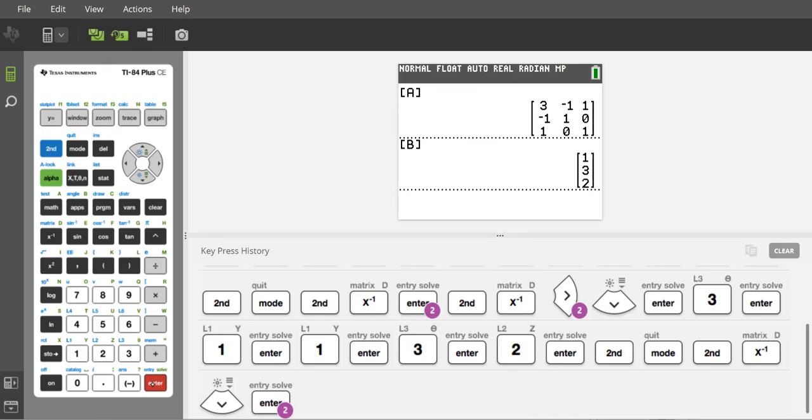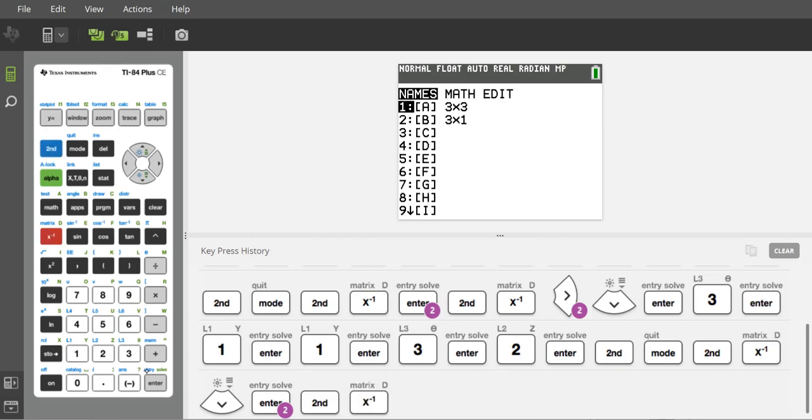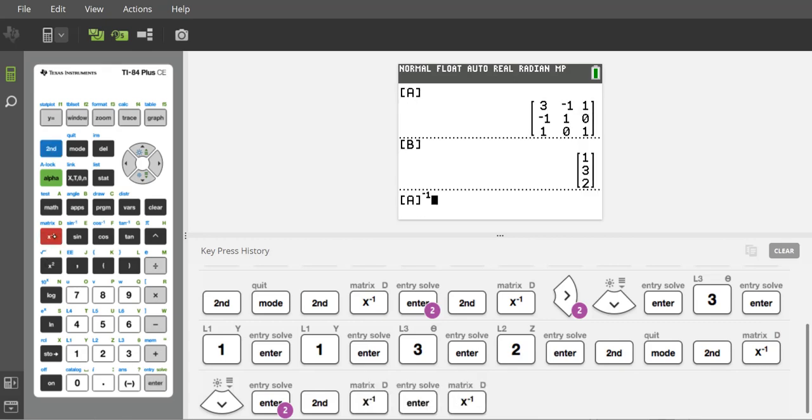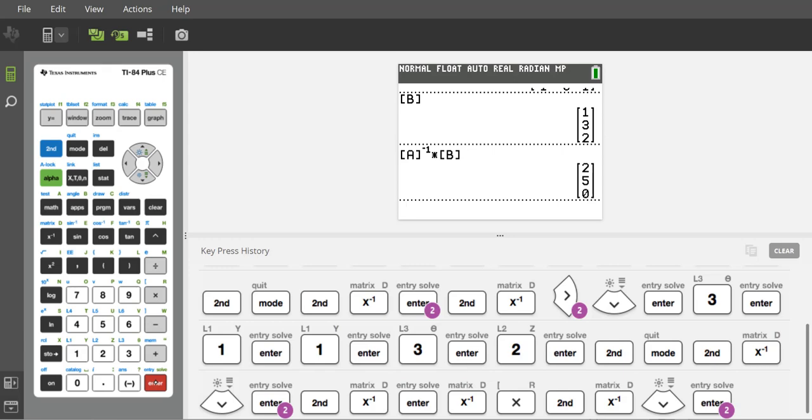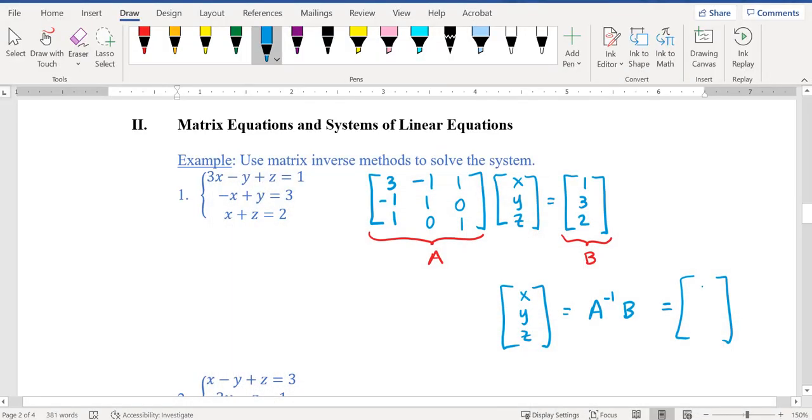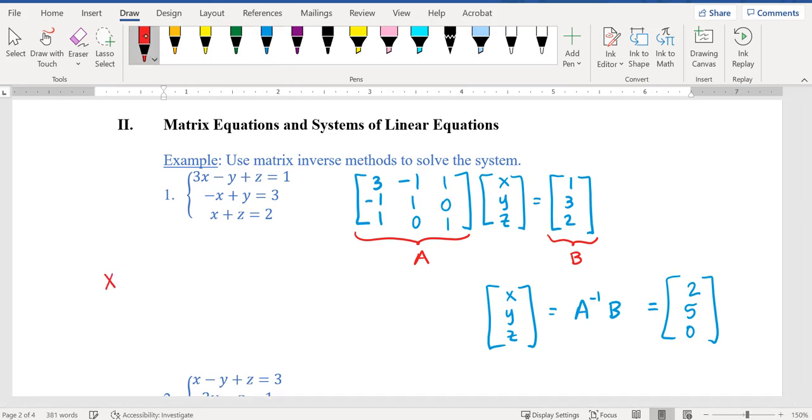My solution to this system is going to be matrix A inverse times matrix B. My answer is x equals 2, y equals 5, z equals 0. So again, my answer would be x equals 2, y equals 5, z equals 0. Let's do this again.